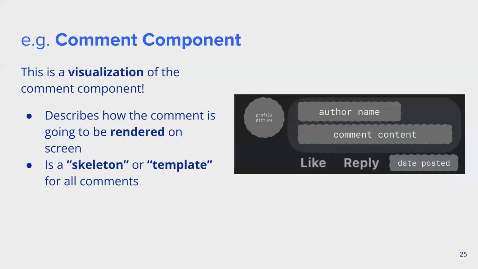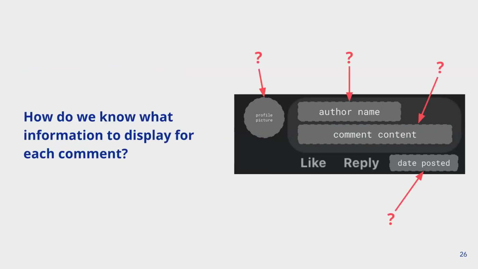What this is here is just a visualization of the comment component, and it basically describes how it's going to be rendered on the screen. We can think of it as some sort of skeleton or template for any single comment that will appear in our website. So how do we know what information to display for each comment? This template is blank, so we need to know what we want to display for each comment.